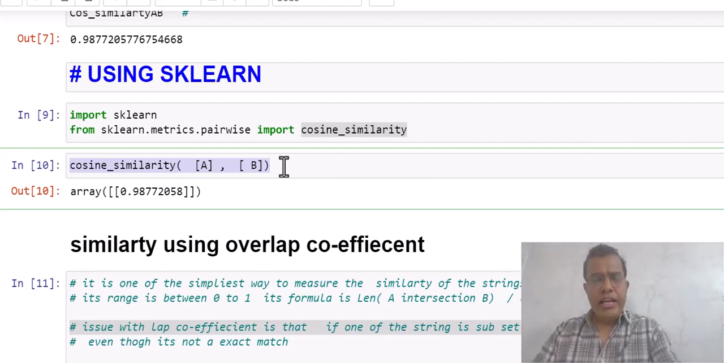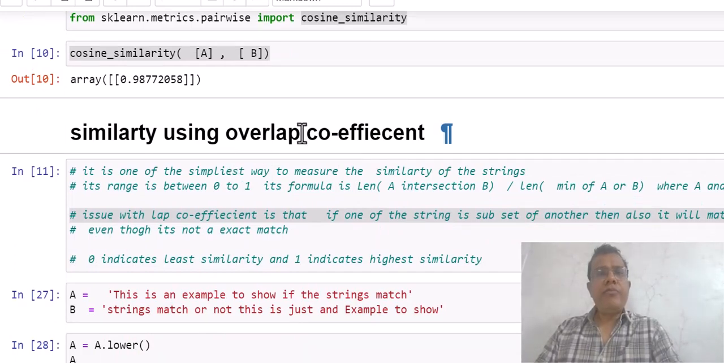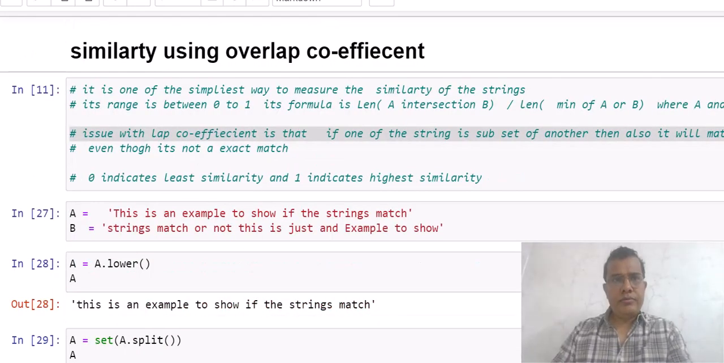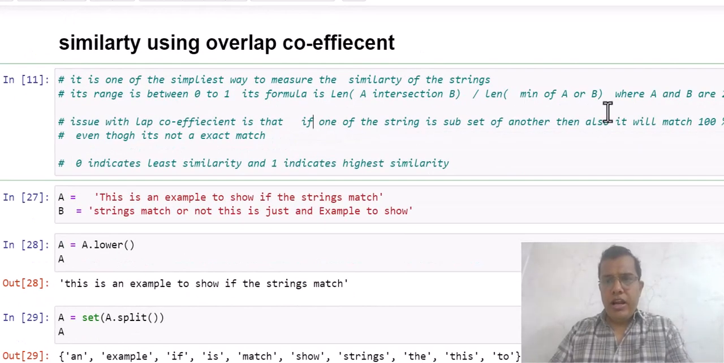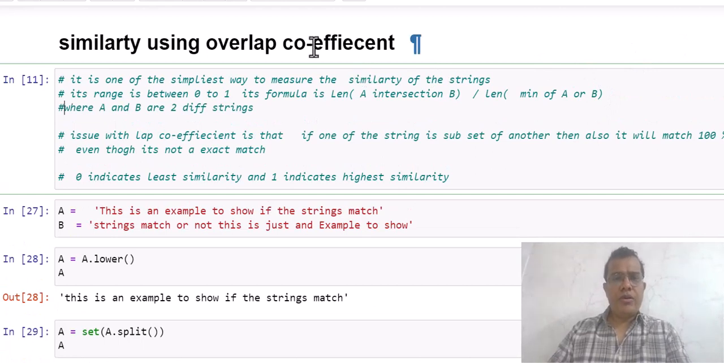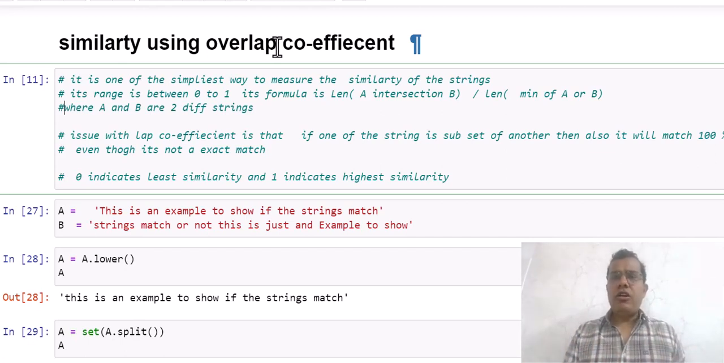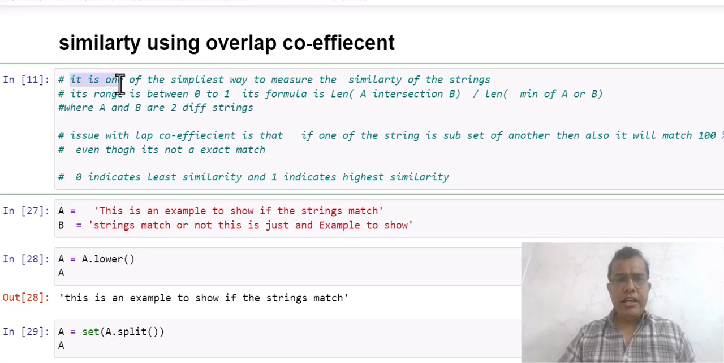Okay. Now let's move toward the third methodology, that is similarity using overlap coefficient. So basically, I have already written the documentation of overlap coefficient, what logic it uses. Directly using the formula and finding the similarity doesn't make sense till the time we know the pros and cons of each and every methodology. If you read it, it's a very simple thing. It's one of the simplest ways to measure the similarity of strings.